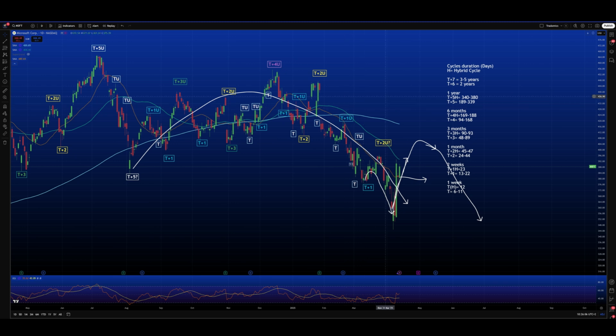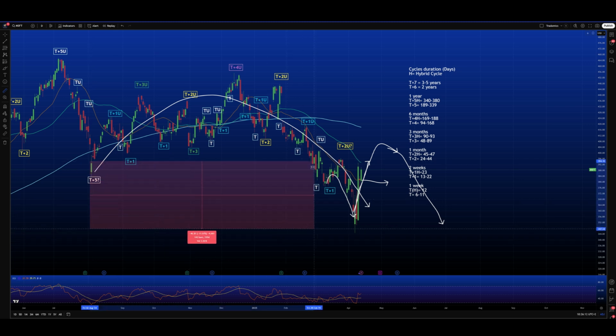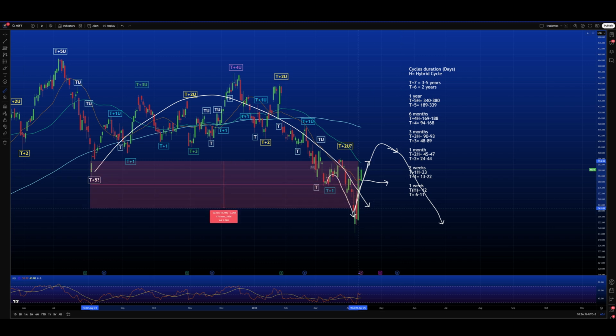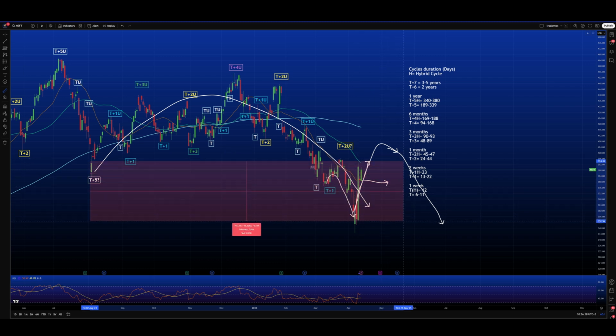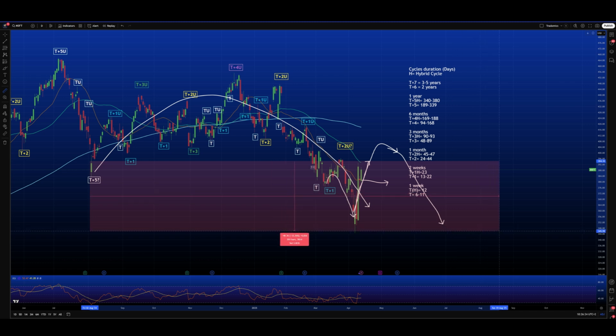So the minimum duration for Microsoft to continue falling, as I said, is the beginning of May. But if we wanted to attach another cycle, which is a T plus 3, T plus 4 grade, then we can extend the duration until a median duration of roughly 255 bars.